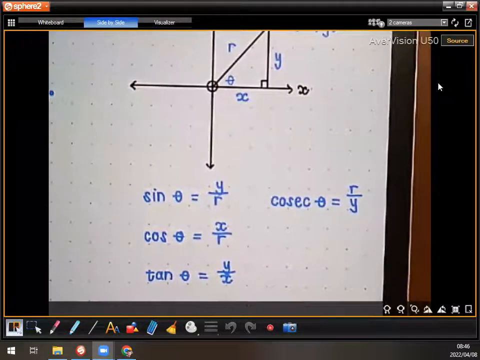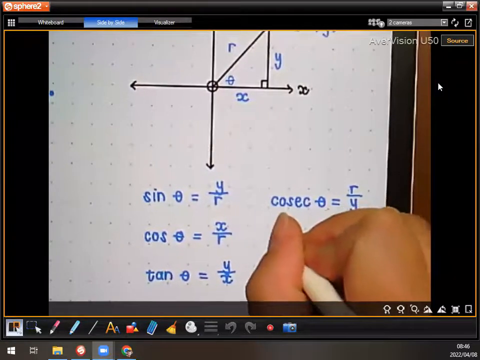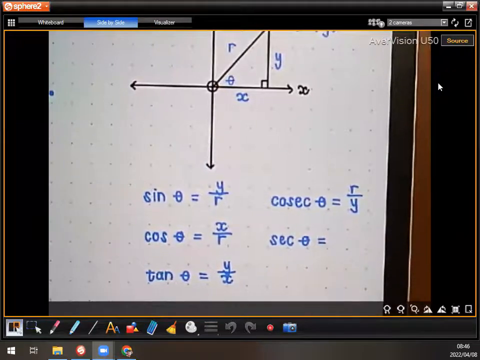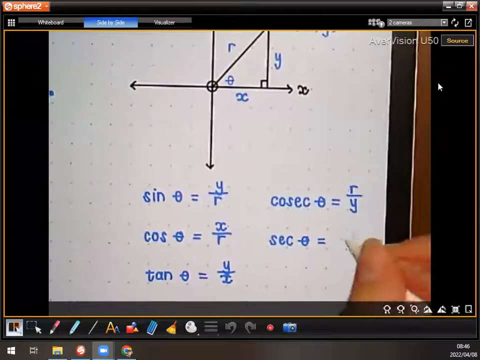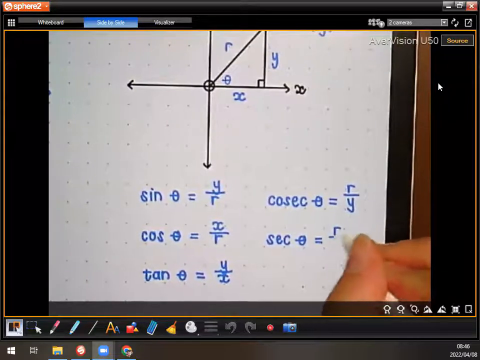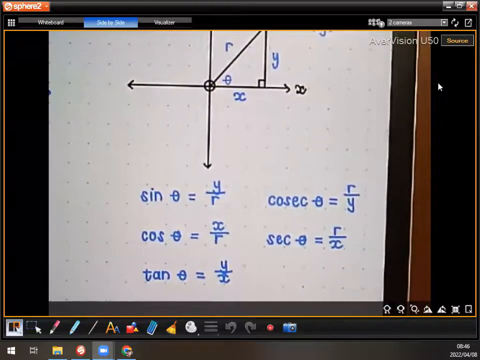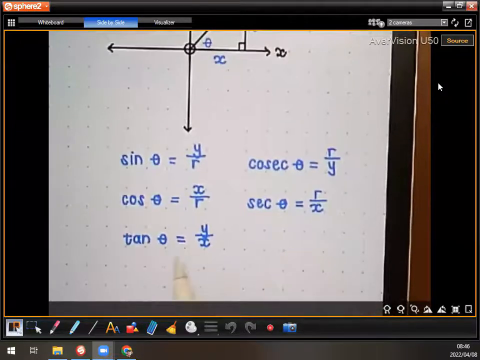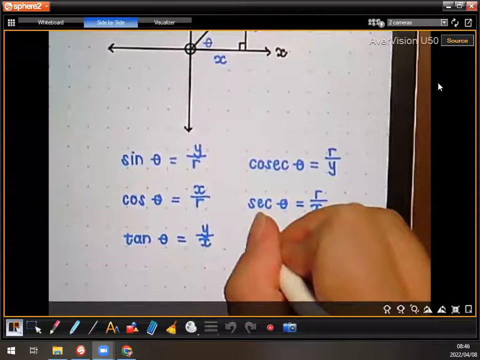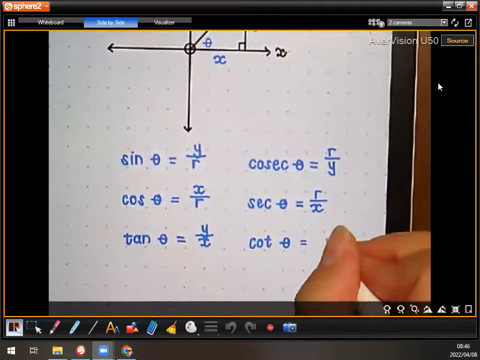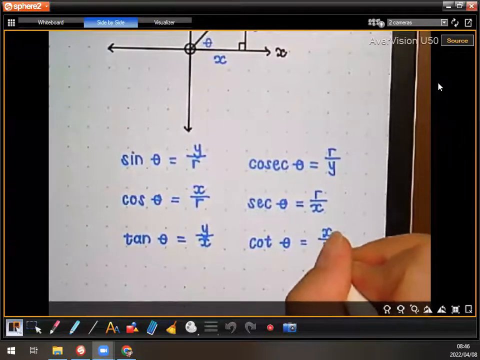What is the reciprocal of cos? Sec. So if cos is x over r, sec is going to be r over x. But I'm not calculating, we put it on over x if you were to actually calculate, if I give you an angle. And then the reciprocal of tan is cot. So if tan is y over x, cot is going to be x over y.